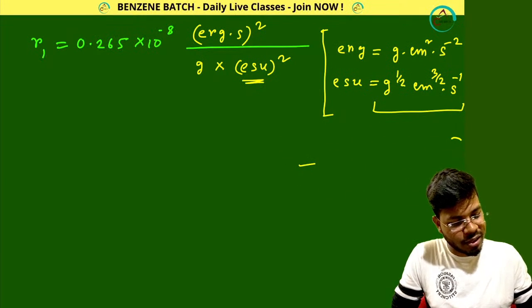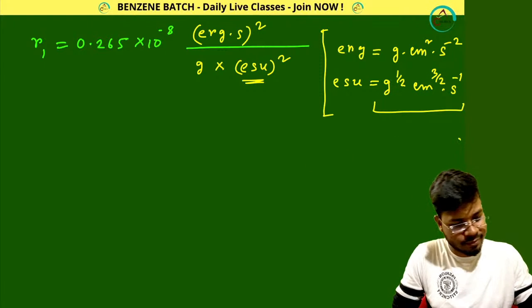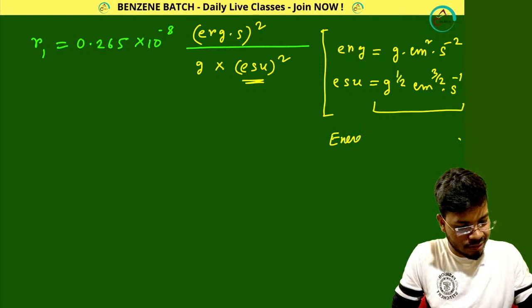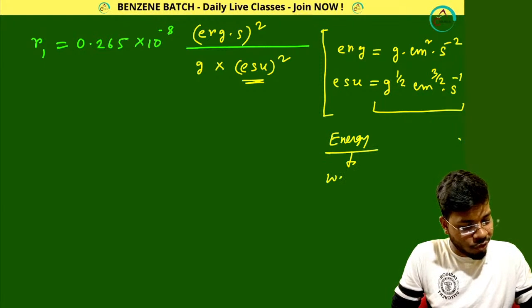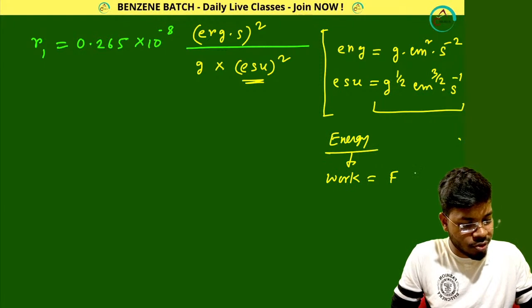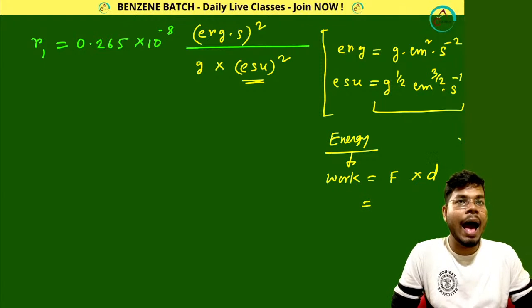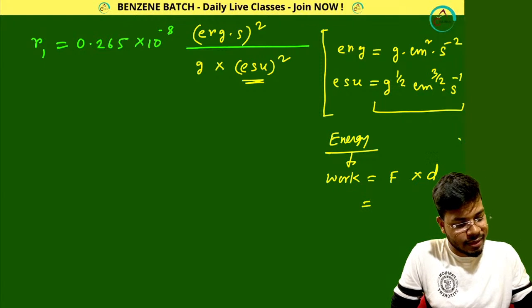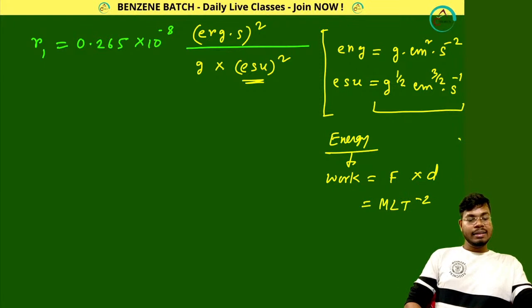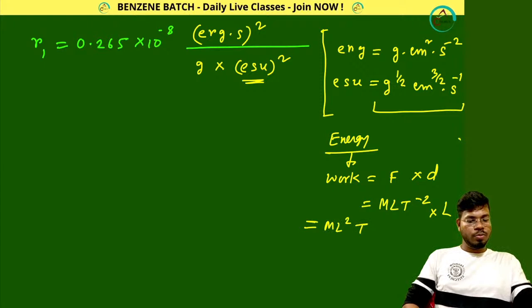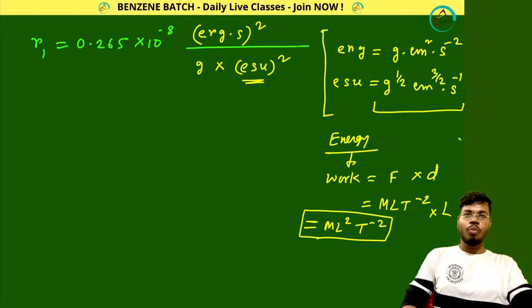Erg is the unit of energy, right? Energy. Perfect. And work is a form of energy. Work is force into distance. Force has dimension M L T to the power minus 2, and distance has dimension L. Now multiply: M L squared T to the power minus 2. That is the dimension of work.